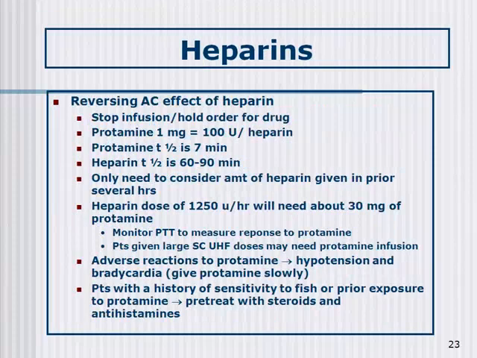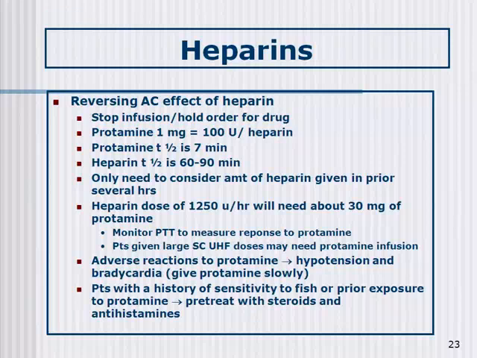Slide 23, how do we reverse the anticoagulant effect of heparin? Well, for unfractionated heparin, obviously you stop the drug, stop the infusion, hold the order for administration. Protamine is a direct antidote. A milligram is equivalent to roughly 100 units of heparin. Protamine's half-life is relatively short, about 7 minutes. Heparin's half-life is 60 to 90 minutes. So the point is that if you look at administering protamine, you only have to consider the last 2 to 3 hours in terms of the amount of heparin that a patient has received.